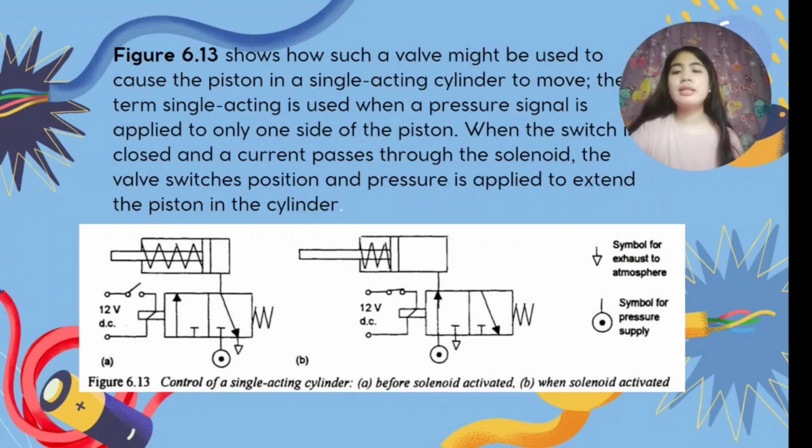This slide demonstrates how the 3x2 solenoid valve controls a single-acting cylinder. A single-acting cylinder only receives pressure on one side. When the switch is turned on, the solenoid activates and pressure is delivered to extend the piston. When the switch is released, the pressure is removed and the cylinder returns, often by spring force. This setup is typical for simple extend-only applications.